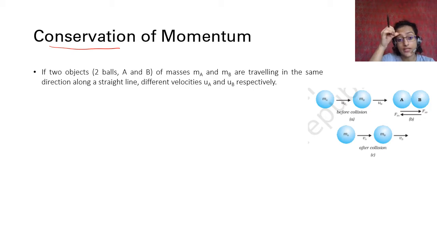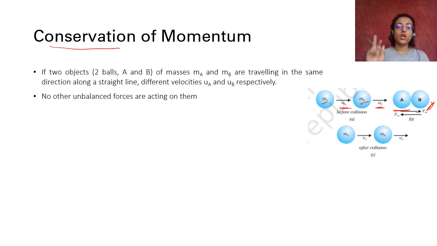If we have two objects, for example, two balls A and B, with masses MA and MB, traveling in the same direction along a straight line with different velocities UA and UB. Ball A is traveling with initial velocity UA, and ball B is moving with initial velocity UB, in the same direction along the same straight line, one behind the other, like this.